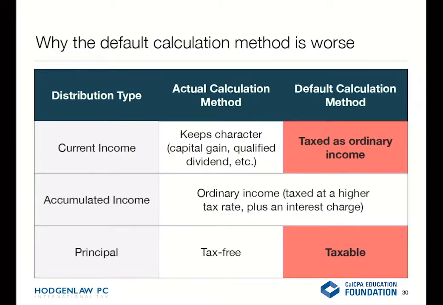And it's either taxed under ordinary rates or ordinary rates plus an interest charge. So the default calculation method can lead to some overall extremely high tax results, especially if the trust has been around for a really long time accumulating income.